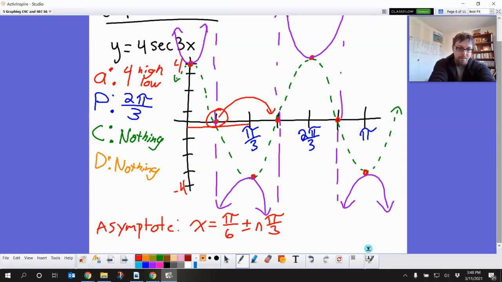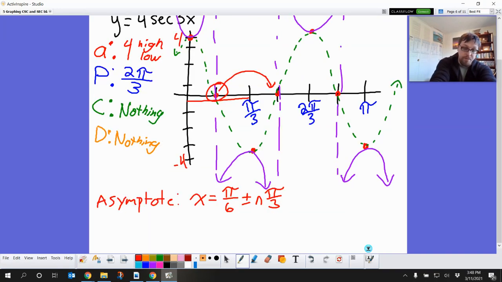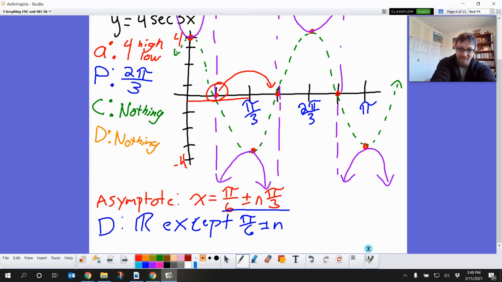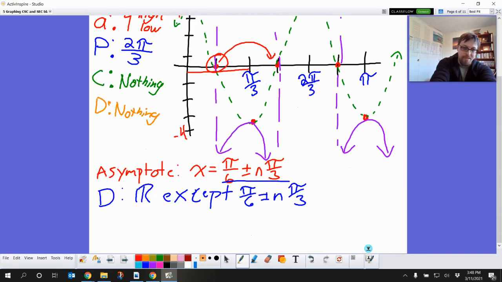Our domain is just whatever the asymptotes are. It's everything but our asymptotes. So domain is all real numbers except our asymptotes. And what are our asymptotes? I just wrote it. Pi over 6 plus or minus n pi over 3. Easy. Range, also easy.